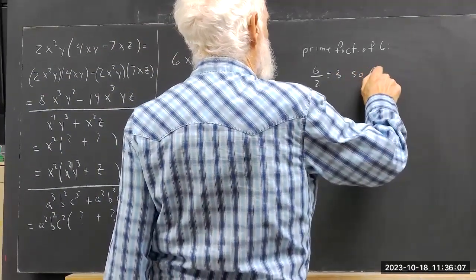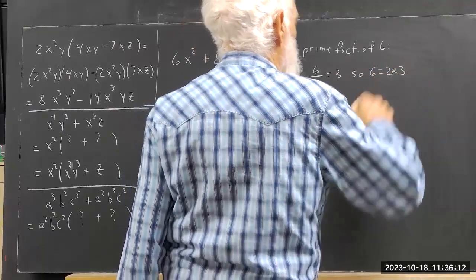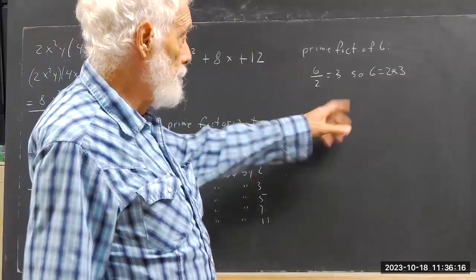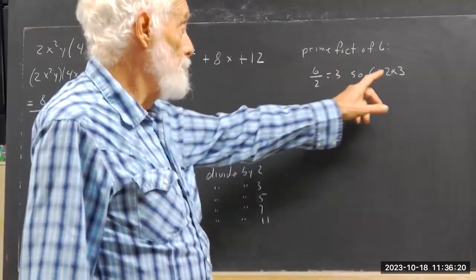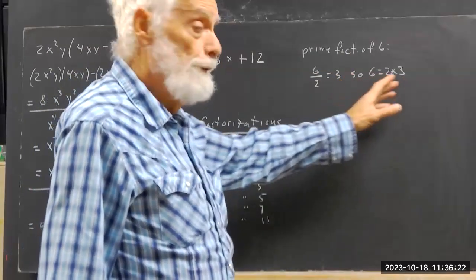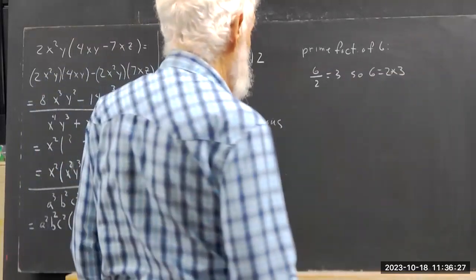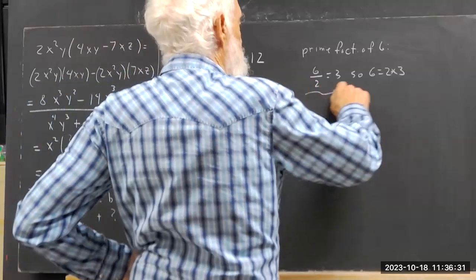So 6 equals 2 times 3. 6 divided by 2 is 3, but if you multiply both sides of this by 2, you get 6 equals 2 times 3. And of course, you can verify that. You can use your calculator. 6 is 2 times 3. Okay, so we're done.